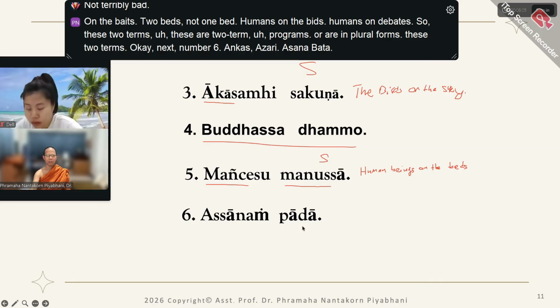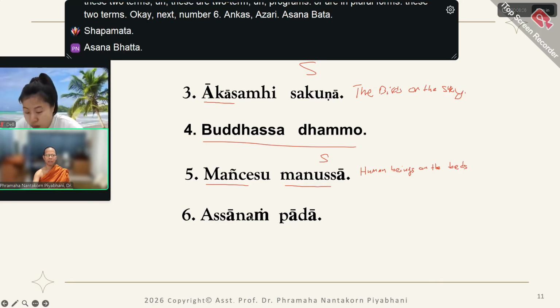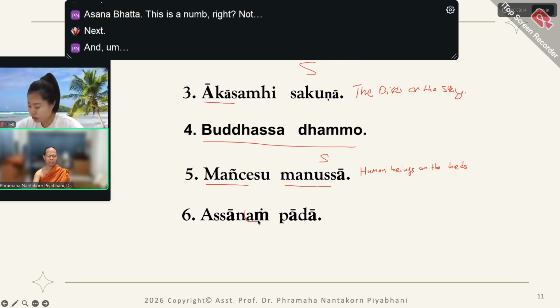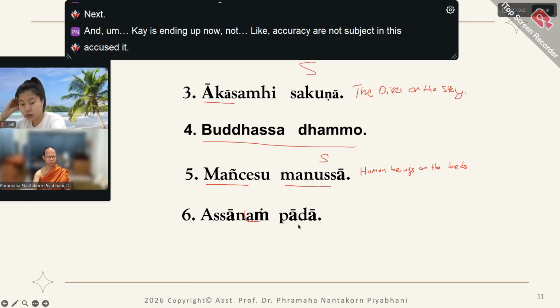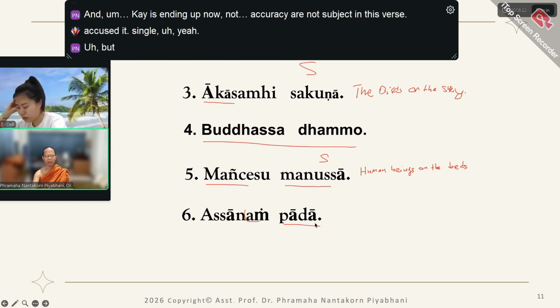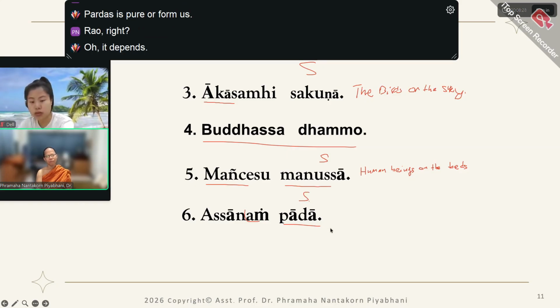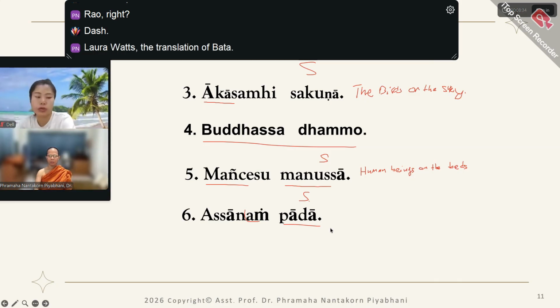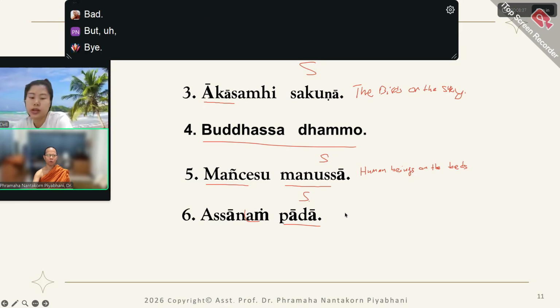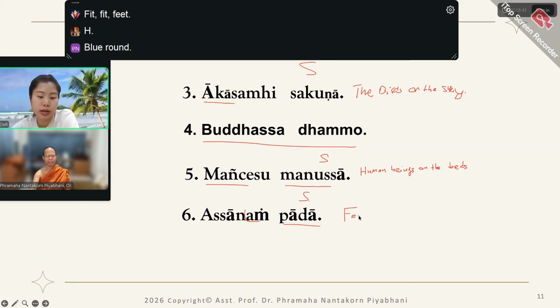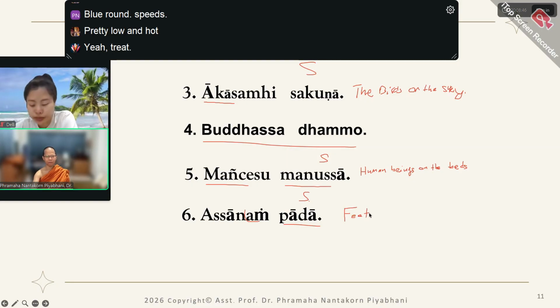Assanam pada. This is anam, right? Case ending of noun, not accusative, not subject. Singular. Yeah. Pada. This is the plural form of the verb in the sentence, plural, right? Yes. Plural. What's the translation of pada? Is food. Pada. Plural. Feet. Plural. Feet. Yeah, feet. Right? Feet.